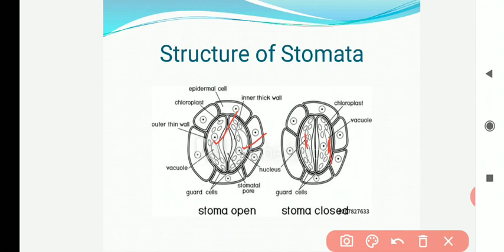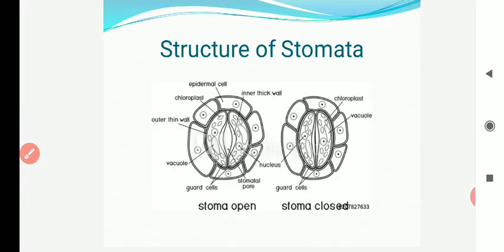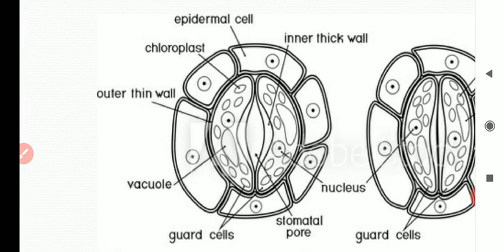So each guard cell contains a nucleus, chloroplast and a lining layer of cytoplasm and a central vacuole filled with cell sap. Look at the diagram. This is a guard cell. This guard cell consists of this vacuole, this chloroplast, and this nucleus.